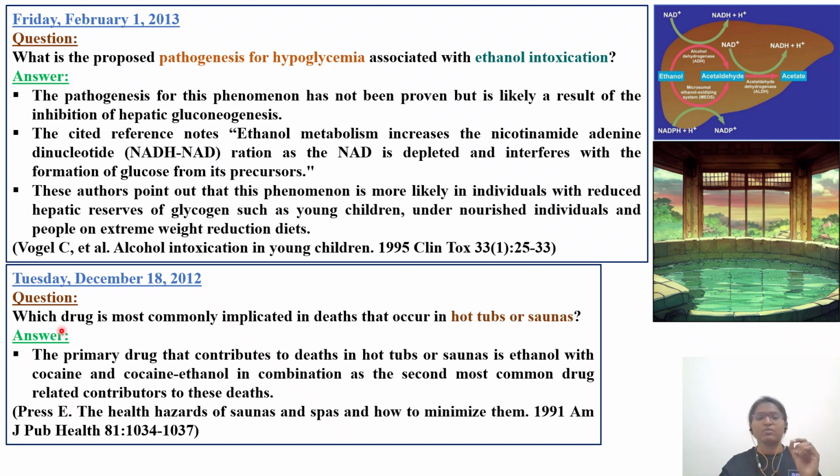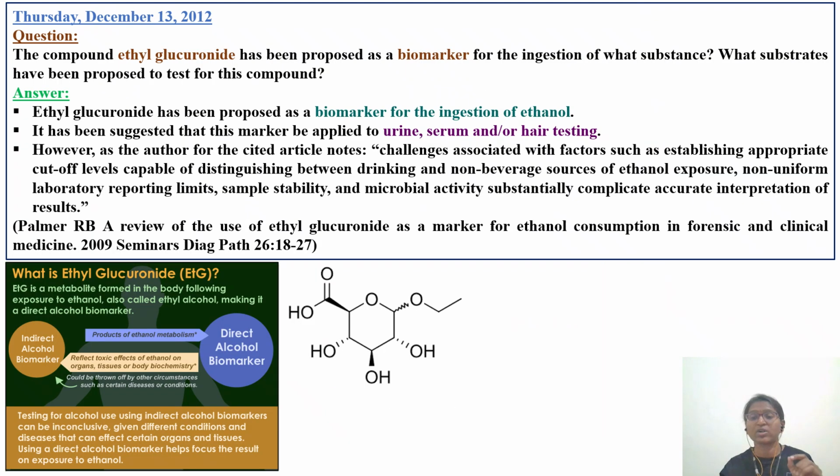Next question we'll see: what drug is most commonly implicated in deaths that occur in hot tubs as well as saunas? Whenever you are consuming alcohol along with some other drug, the primary drug contributing to death is ethanol along with cocaine. Whenever you are taking ethanol with a recreational drug like cocaine, cocaethylene will be formed, which is given in the Casarett and Doull's textbook, and it is the second most drug related to this type of death.